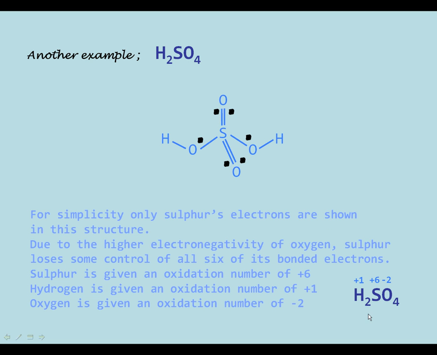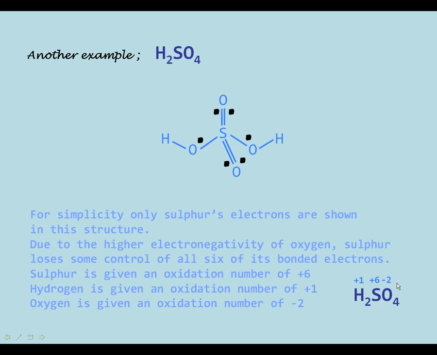And the way that it's written in the sulfuric acid molecule H2SO4, the oxidation number for hydrogen +1 is written above the symbol for hydrogen. The oxidation number for sulfur +6 is written above the symbol for sulfur. And the oxidation number for oxygen -2 is written above the symbol for oxygen.